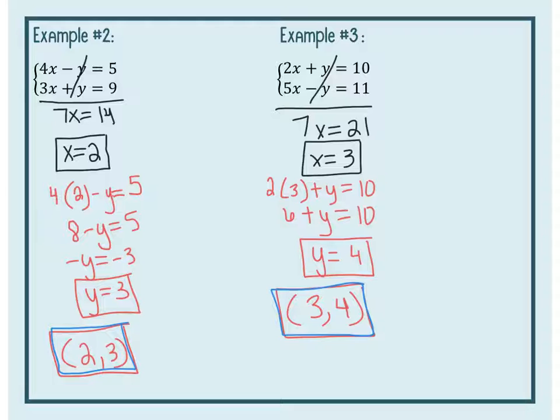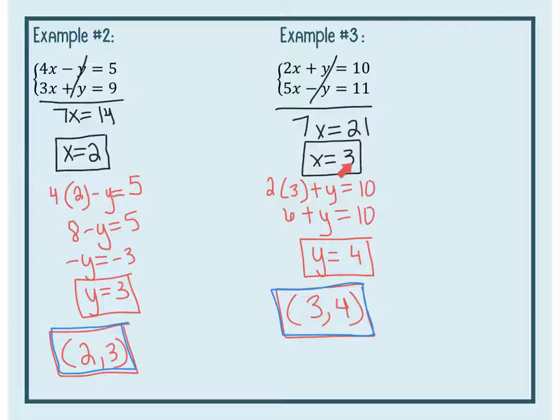So hopefully you got 3, 4 as your solution. So what did we do? Adding them straight down. 2 plus 5 was 7x. The y's were 0 y's. They added to 0, so they're gone. And 10 plus 11 is 21. Get the x by itself by dividing by 7.